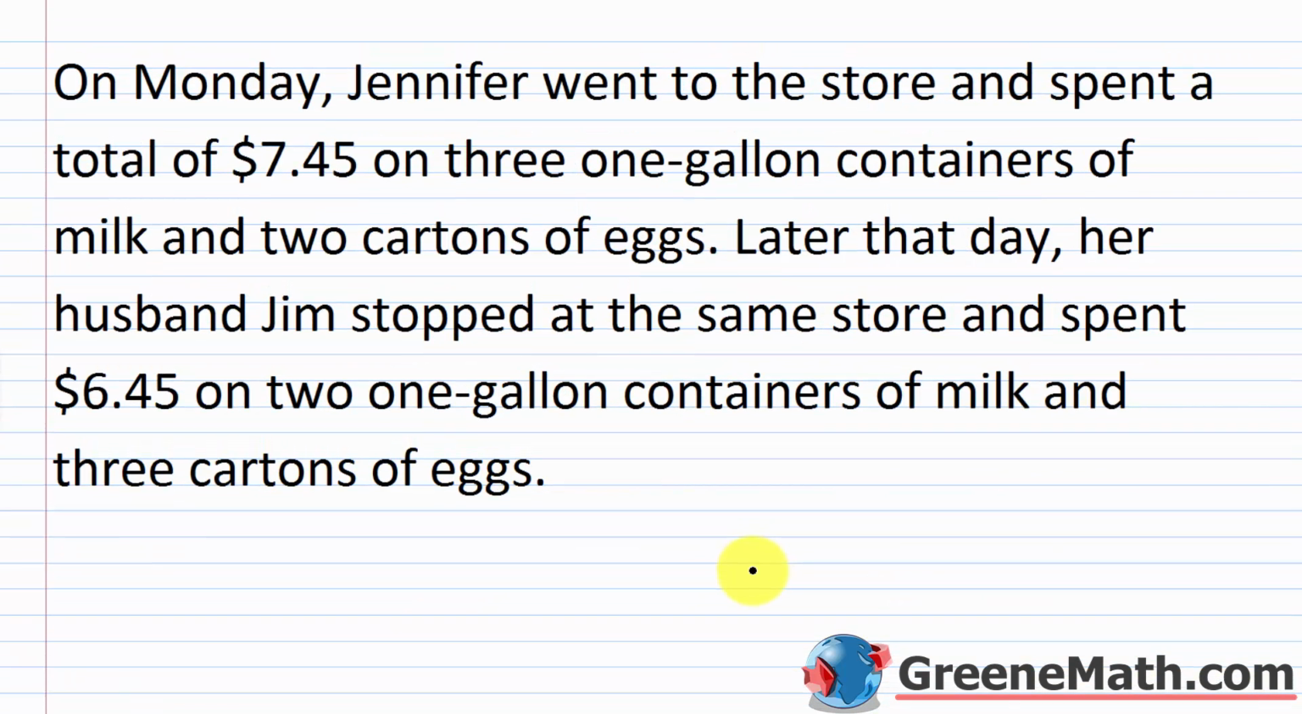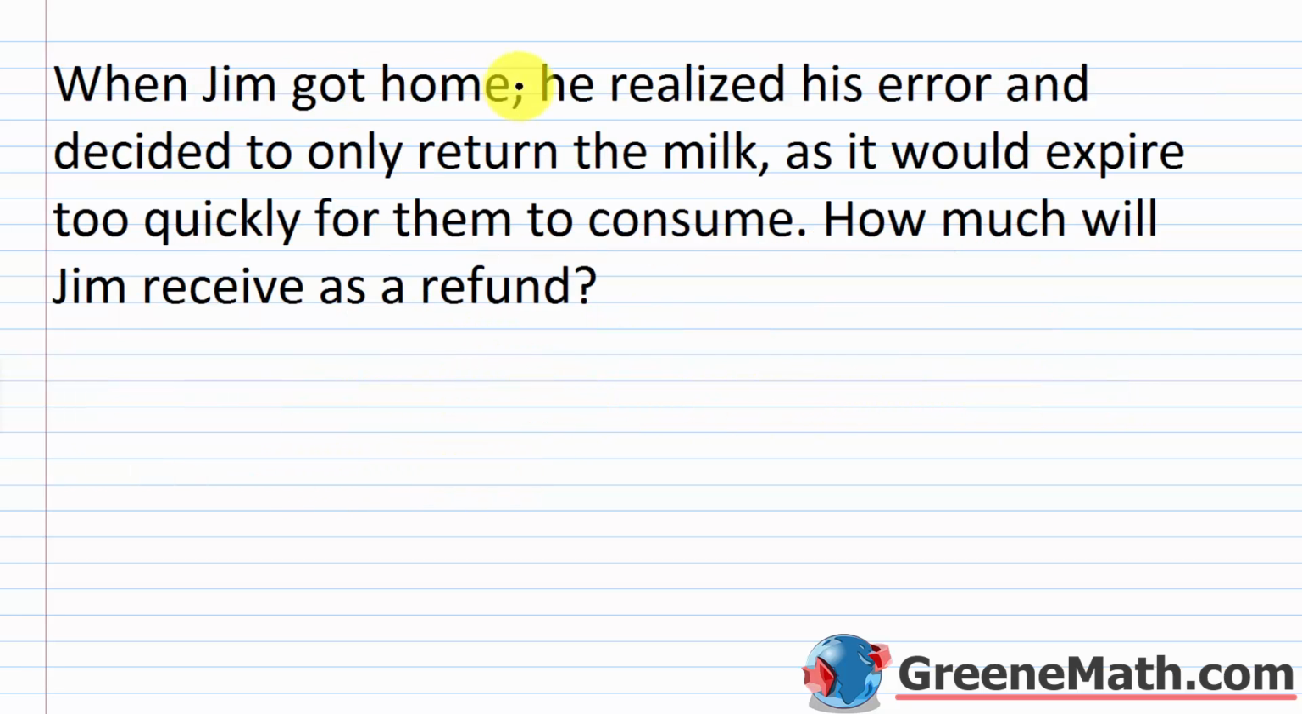All right, for the last problem, we have that on Monday, Jennifer went to the store and spent a total of $7.45 on 3 one-gallon containers of milk and 2 cartons of eggs. Later that day, her husband Jim stopped at the same store and spent $6.45 on 2 one-gallon containers of milk and 3 cartons of eggs. When Jim got home, he realized his error and decided to only return the milk, as it would expire too quickly for them to consume. How much will Jim receive as a refund?